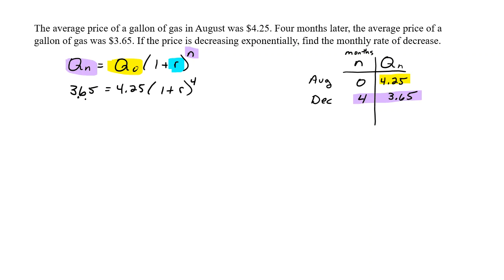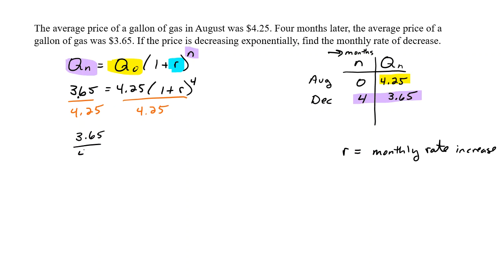So something to really keep in mind here is since this is in months, R is going to be a monthly rate increase, not an annual. All these time things go together. If N is in years, then your R will come out to be a yearly rate increase. If N is in days, then R is going to be a daily rate increase. Okay, let's do some algebra and solve this. So we're going to divide by 4.25. And remember, we're just going to leave these as decimals and type it all in at the end.